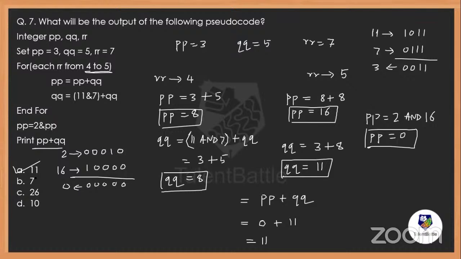Yes, correct. So most of the students are giving the correct answer. That is very good. Sakshi, it is mentioned in the for loop that for every RR, it is iterating from 4 to 5. So the first value will be 4 and the second value will be 5. So that's why 2 iterations will be there. Got it? Now move to the next question.